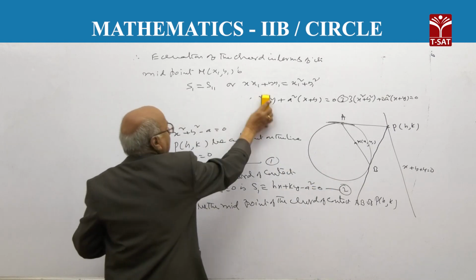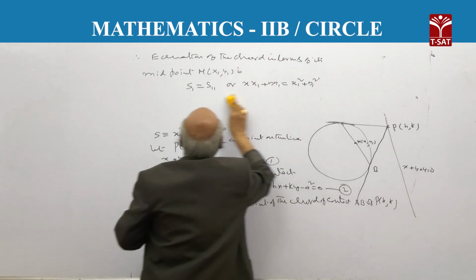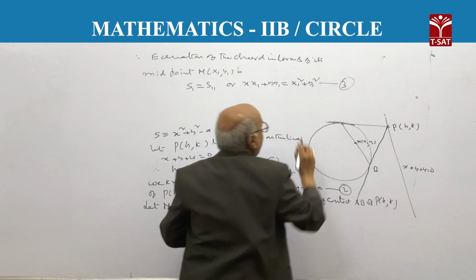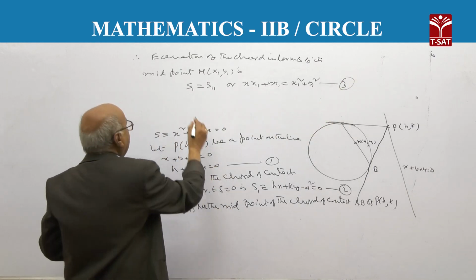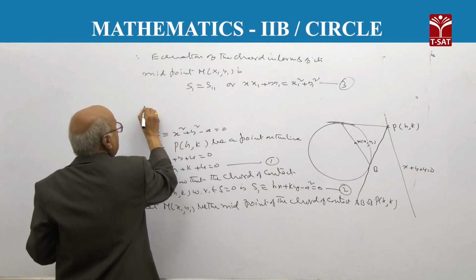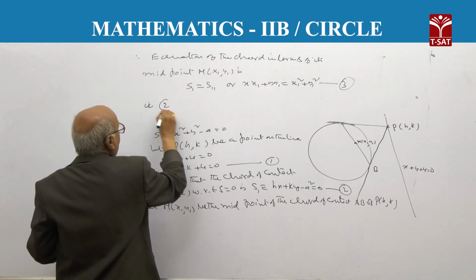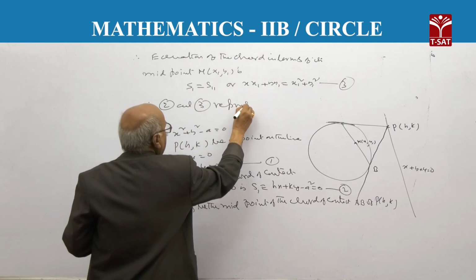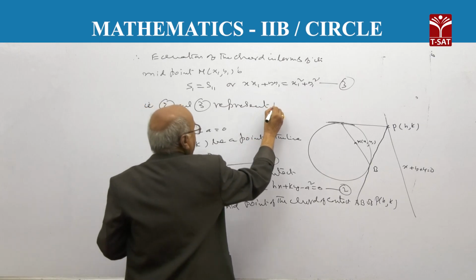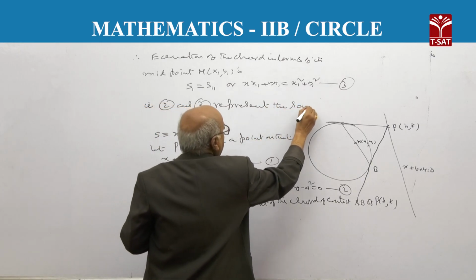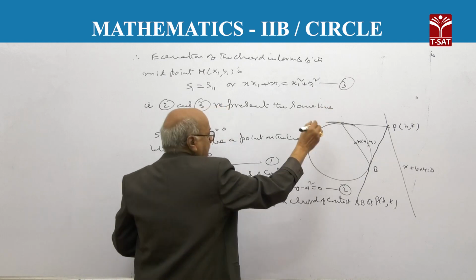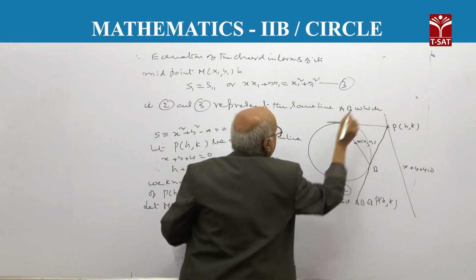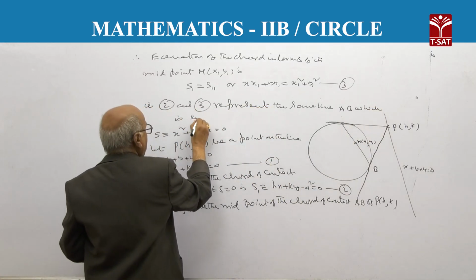Okay, right. Now, equation reference number 3. Now, the thing is, that 2 and 3 represent the same line AB, which is the chord of contact.